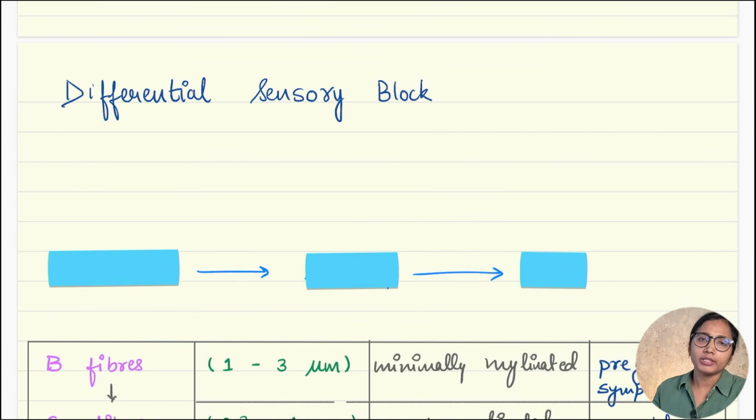What is differential sensory block? Differential sensory block is the temporal blockade of autonomic, sensory and motor nerve fibers. There is different sensitivity of nerve fibers to the local anesthetic depending upon the myelination and size of the nerve fiber. That is why there is differential sensory blockade.